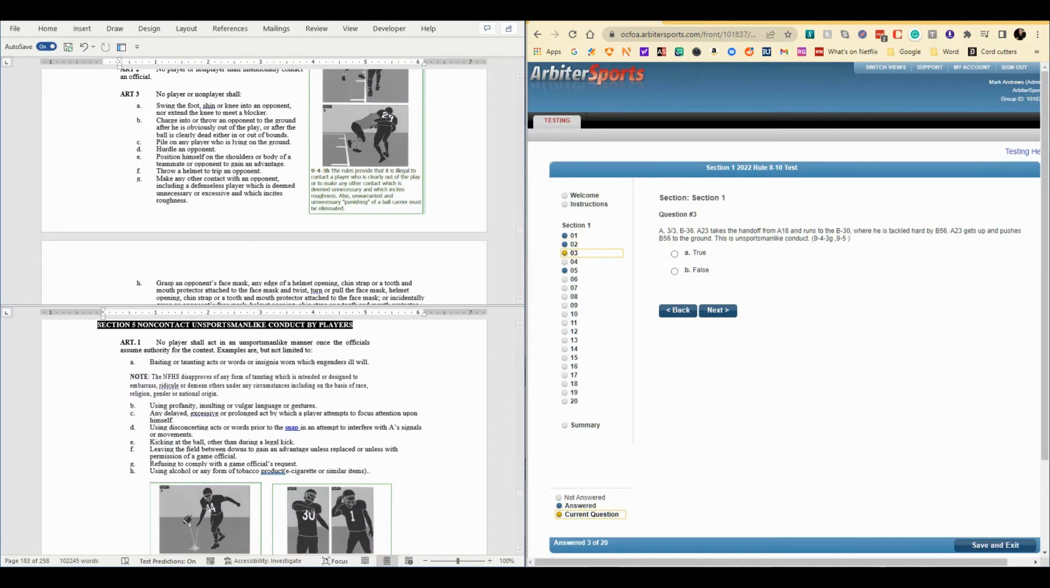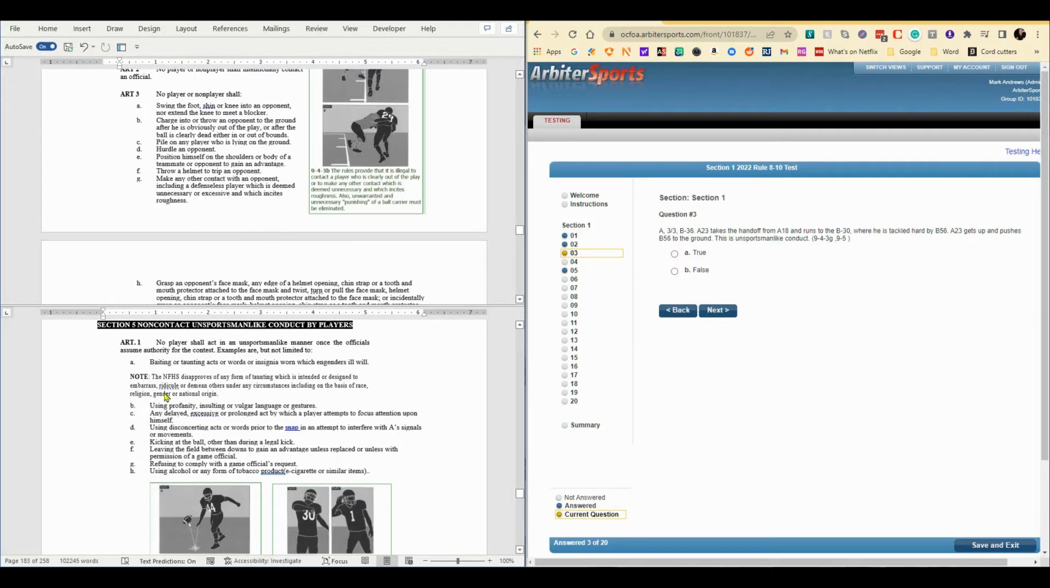Question number 3. A, 3rd and 3 at the B36. A23 takes the handoff from A18 and runs to the B30, where he is tackled hard by B56. A23 gets up and pushes B56 to the ground. This is unsportsmanlike conduct. So the two rule references are to no player shall, which are personal fouls, right? And 9-4-3-g says make any other contact with an opponent, including a defenseless player, which is deemed unnecessary or excessive or incites roughness. So that's what this type of action falls under.